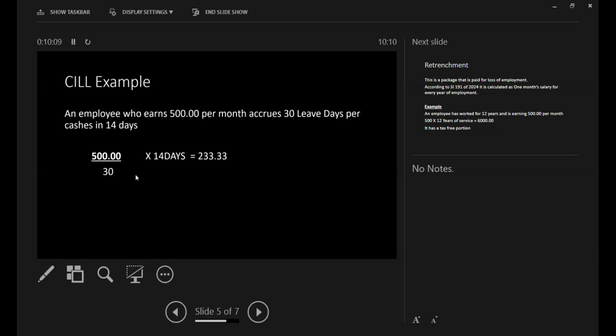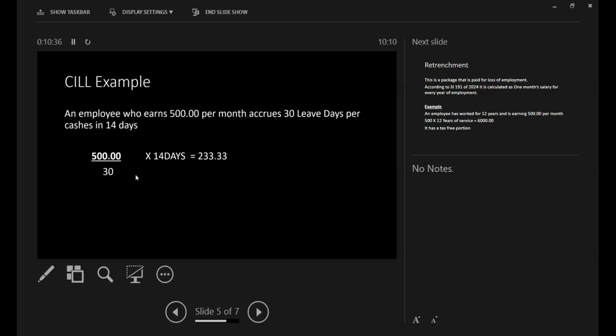Now, that value of leave per day is different from a daily rate of your basic pay. Because your pay rate, if your employees work 22 days in the month, means the daily value for your pay rate is 500 divided by 22. But for leave, you're dividing 500 by 30. That will give you a different leave value. So be very, very careful.